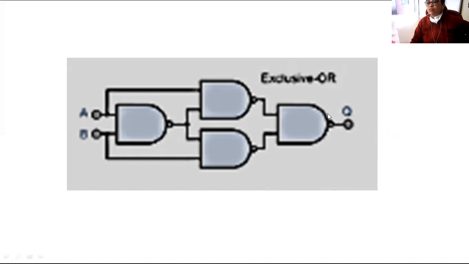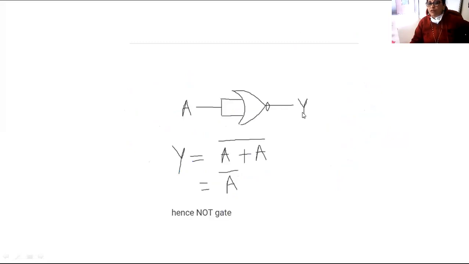Now we are going to construct the various gates using NOR gate. Okay, NOR gate, how do we draw it? OR gate followed by bubble. Okay, so there are two inputs, A and B. This is your Y, and the Boolean expression for NOR gate is A plus B whole bar.